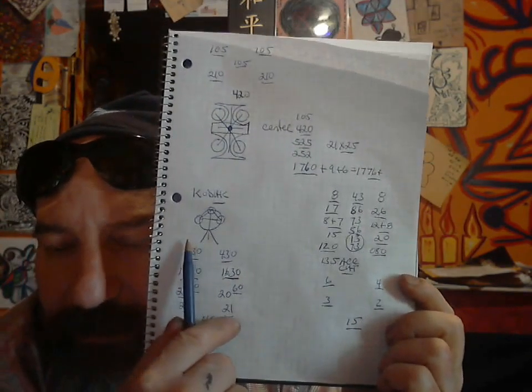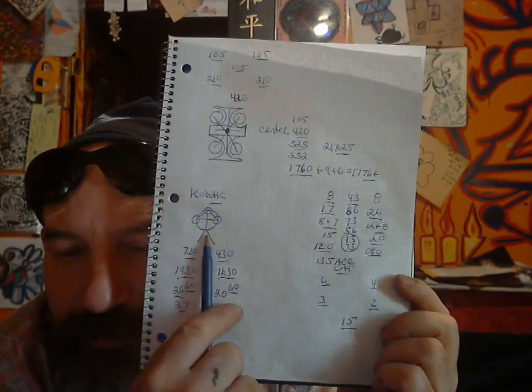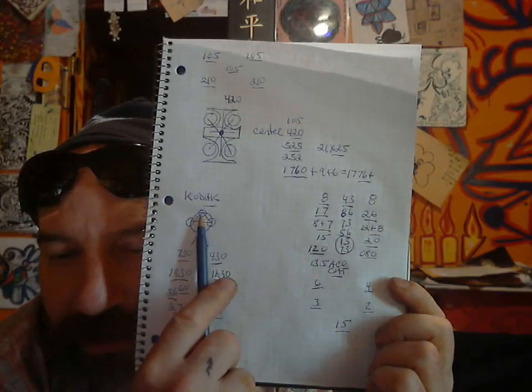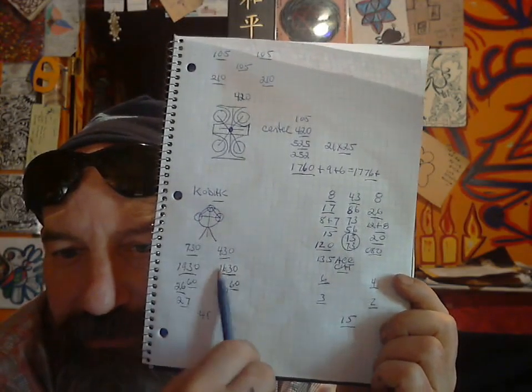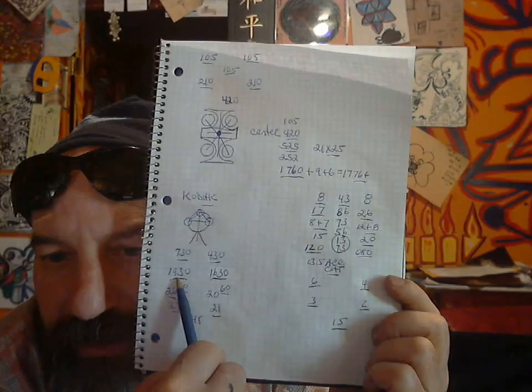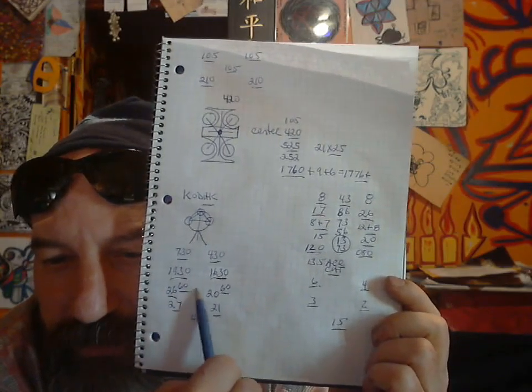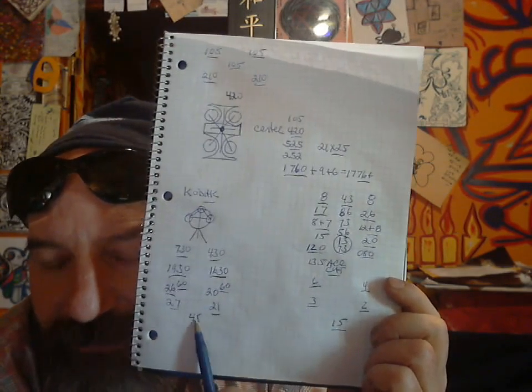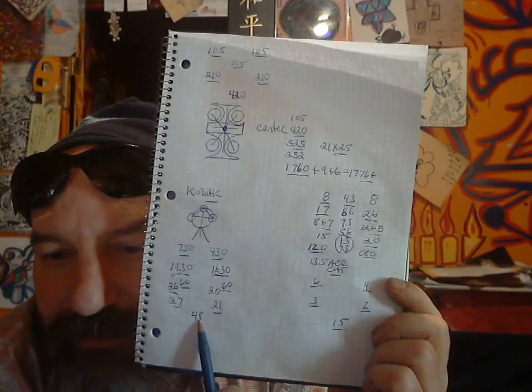Could be a Kodak minute. Remember, you have the spinal cord that comes here in the back and all the vision through the nose, the two ears. 730, 430, 1630, 2660, 2060, 2721. This equals area space.